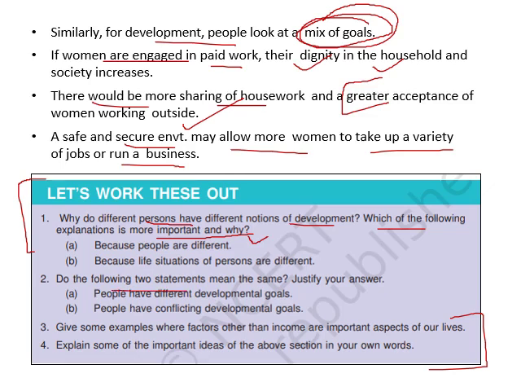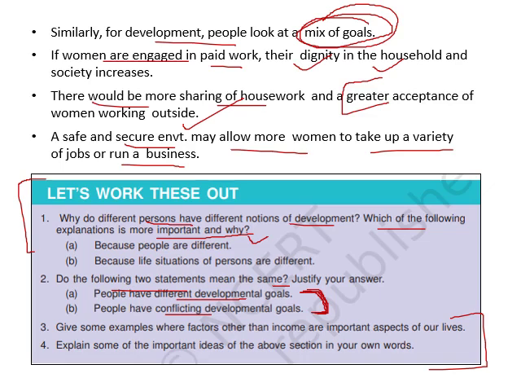Do the following two statements mean the same? Justify your answer. Now in these two statements, for both of these, you have to justify: people have different development goals, and second, people have conflicting development goals. Now these two statements, you have to compare between them, whether they are same or different, and you also have to justify your answer by giving examples.